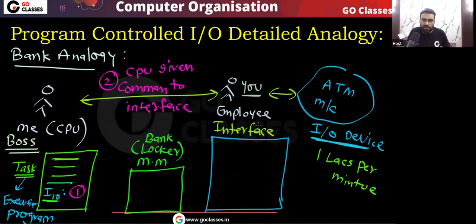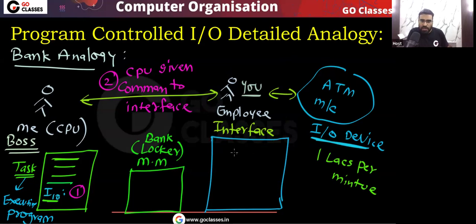Now what will this interface do? It will basically collect money from the IO device. Yes or no? So remember this employee, or I can say this interface, will start collecting rupees from the ATM machine. Agree with me? So very simple.